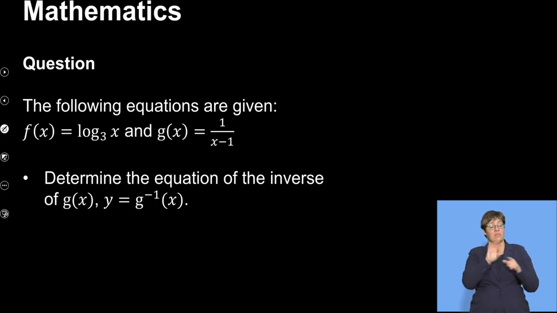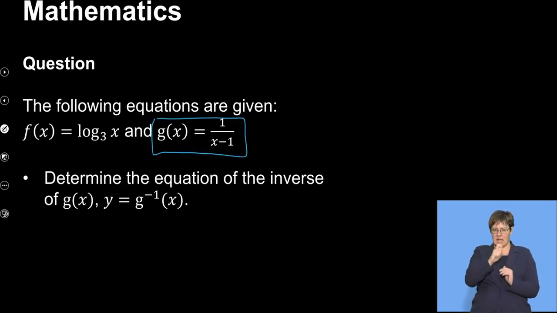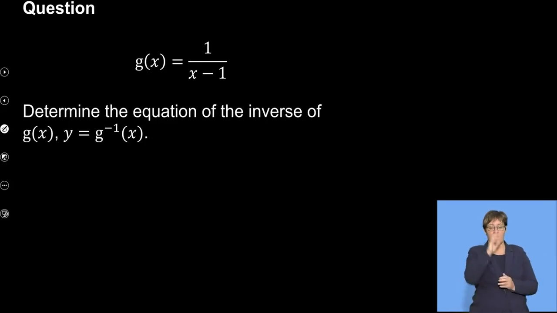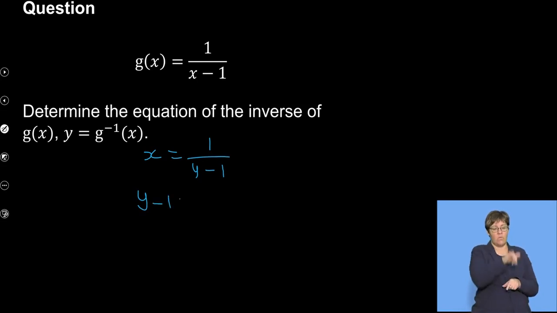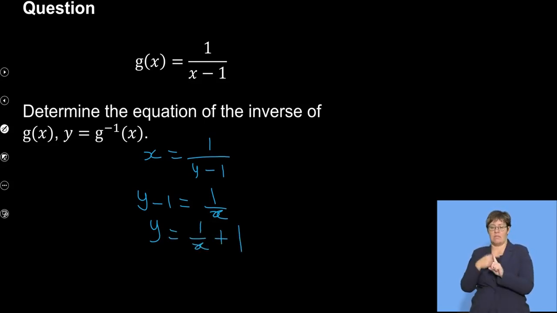Now, determine the equation of the inverse of g firstly, right? What is our g? g is the hyperbolic function. So our inverse will still be the hyperbolic function, right? So remember, what you need to do here is to interchange these variables. So it will be x is equal to 1 over y minus 1, and then this will be the same as y minus 1 equals 1 over x, and then y will be equal to 1 over x plus 1, right? So already this will be my equation.